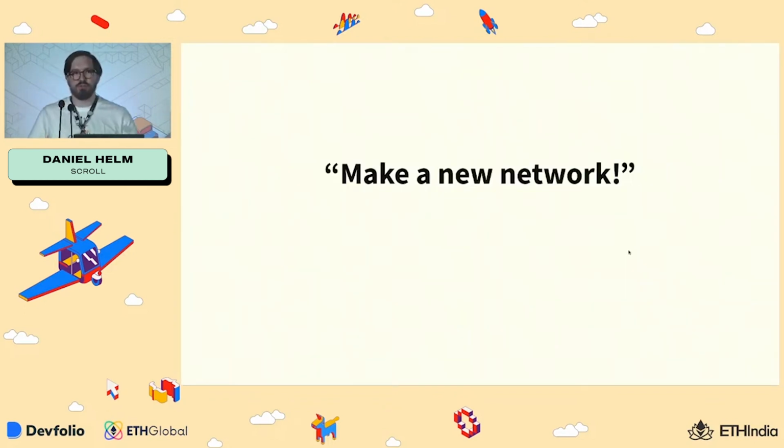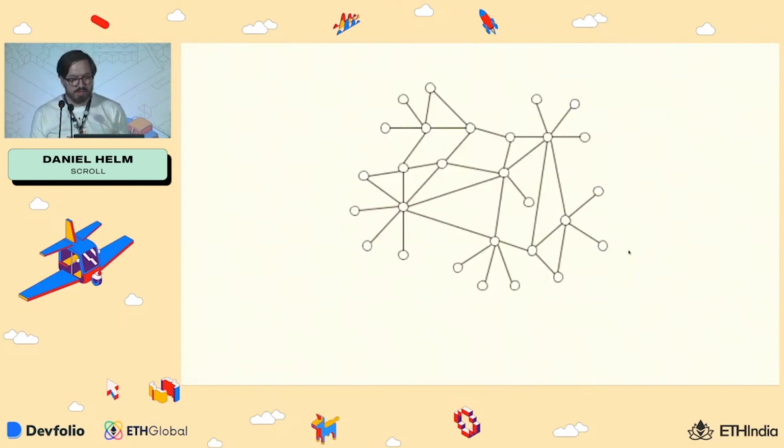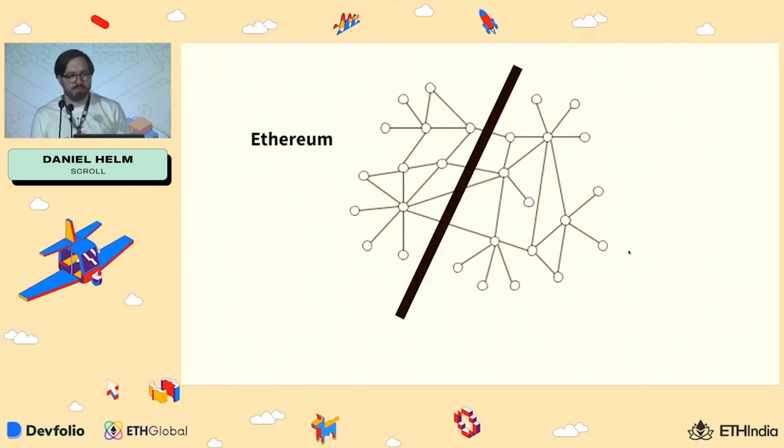So, solution 2 of our protocol designer, right? Okay, we can't make the chain do more work, but what if we just made a new network? So now we have our graph, and we just say, all right, let's cut a line down the middle. We'll take all the nodes and validators from one network. We'll still call it Ethereum, and then we'll make another one, Ethereum Prime. And so now we have two networks. We've doubled up the amount of work that we can do without increasing the network requirements.